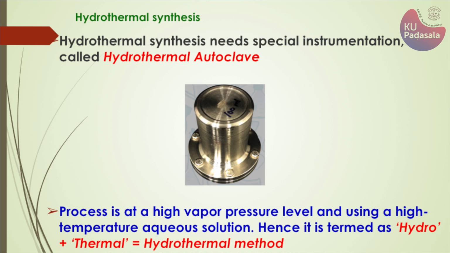Now, another popular method, that is hydrothermal synthesis. Hydrothermal synthesis needs a special instrument. That special instrument is known as a hydrothermal autoclave. The process is at high vapor pressure and uses a high temperature aqueous solution. Hence, it is known as hydrothermal synthesis. Hydro for solvent water, thermal for providing high temperature, and hence this method uses solvent or water at high temperature, hence the name hydrothermal synthesis.